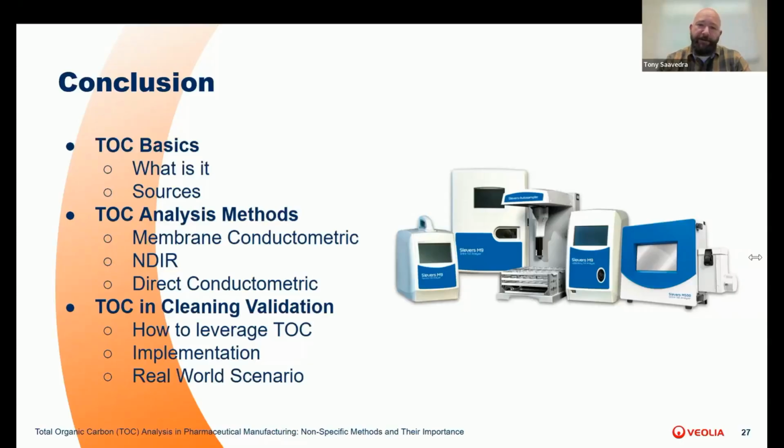A significant part of our discussion was focused on cleaning validation. We've seen how TOC as a non-specific indicator can enhance our approach, potentially improving efficiency while maintaining rigorous standards. Implementation is crucial, right? So method development, validation, and understanding matrix effects. These aren't just technical details, but essential steps for ensuring reliable results. And in today's regulatory environment, robust data management is more important than ever. A key takeaway: TOC analysis is a vital component of quality control in pharmaceutical manufacturing.